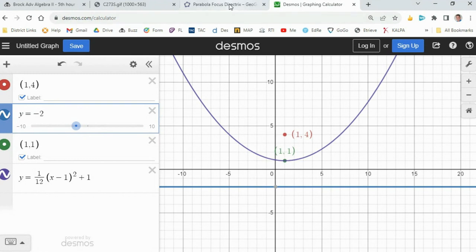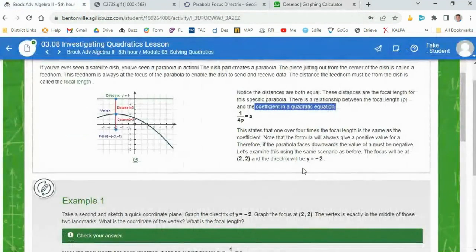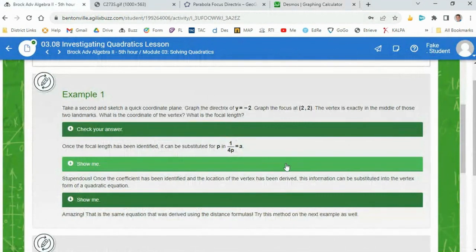Let's try another one. Here's one example. Directrix at y = -2, and the focus is at 2, 2. So what's halfway? Well, if the line is at -2 and the focus is at +2, the vertex is going to be right on the x-axis. But it's going to be at x = 2.